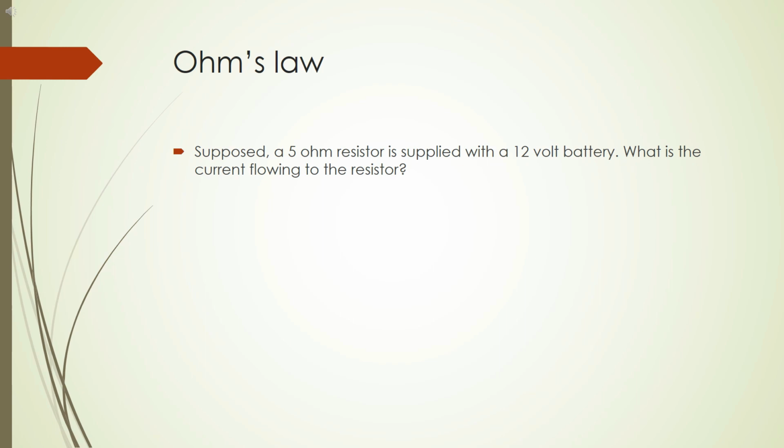Suppose a 5 ohm resistor is supplied with a 12-volt battery. What is the current flowing to the resistor? From the problem, we define the resistance as equal to 5 ohms and the voltage equal to 12 volts. Applying Ohm's law as 12 divided by 5 will give us the current equal to 2.4 amperes.